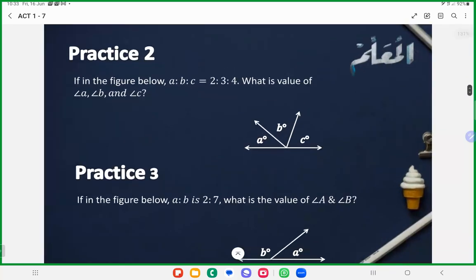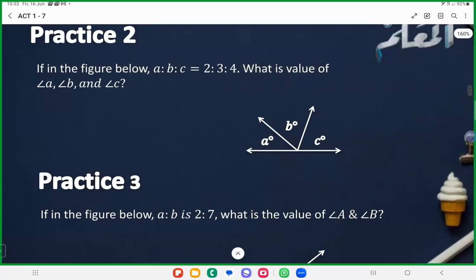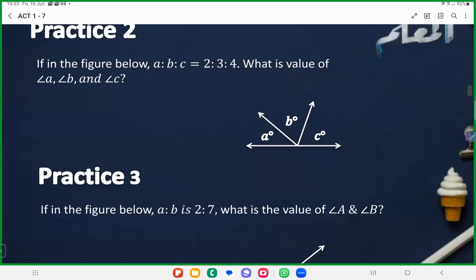See, such a question I told you might come, because ratios always involve what? All the topics in math. So the question here: if in the figure below A to B to C is equal to 2 to 3 to 4, what's the value of angle A, angle B, and angle C?